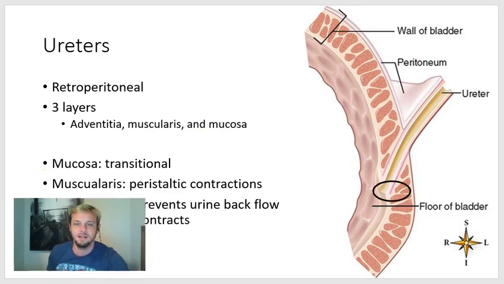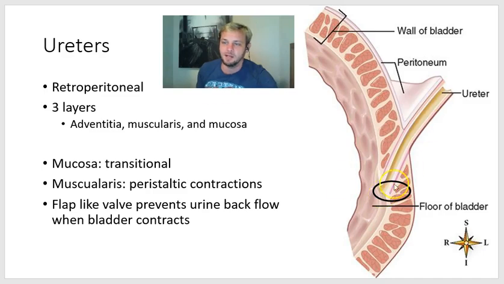We also see a little flap-like valve right here at the end of the ureter when it empties into the bladder. So this little valve, you're just going to be trickling urine down into here, but then when you go to squeeze your bladder, that forces this valve shut.